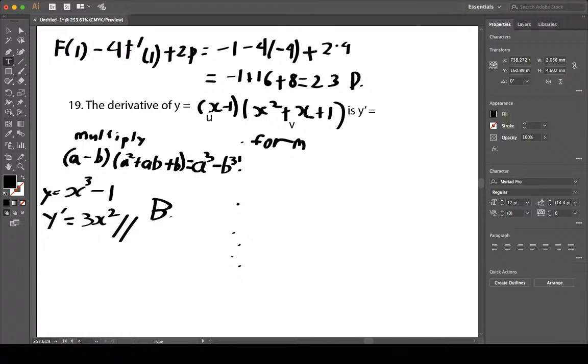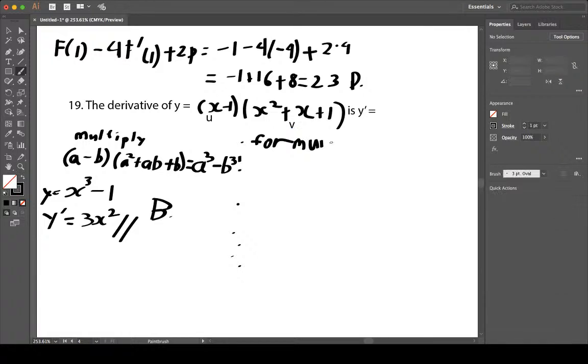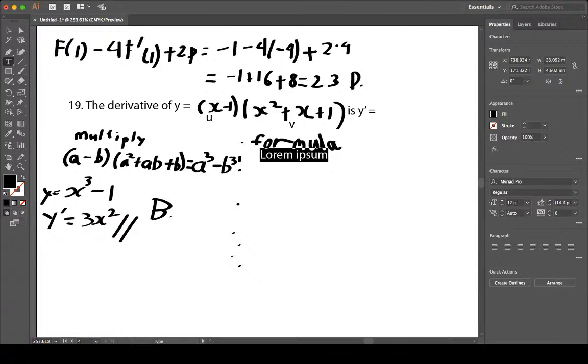So for the formula, it's basically the derivative of uv is the derivative of u times v plus the derivative of v times u. So yeah, with this, you can actually try to find what your thing is.